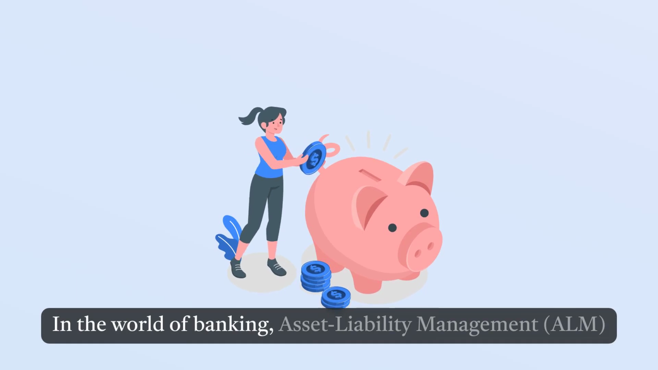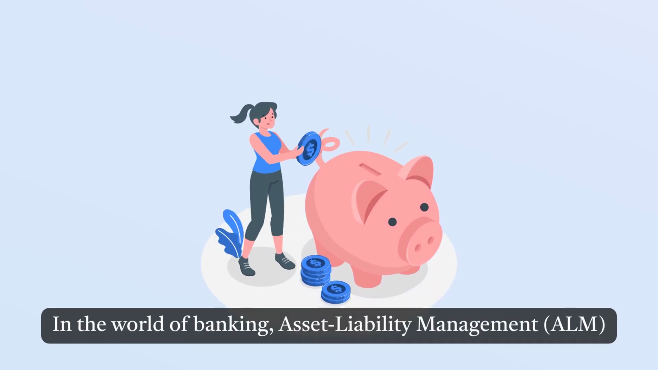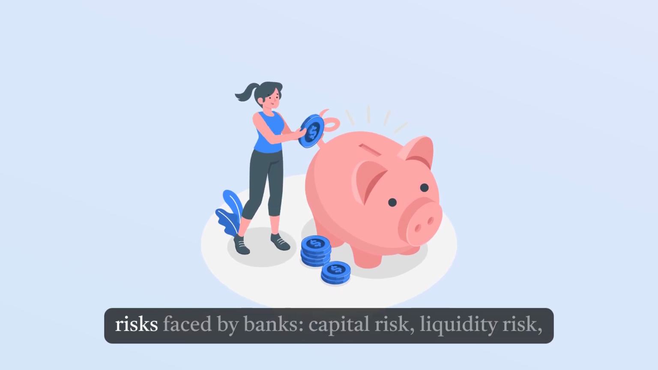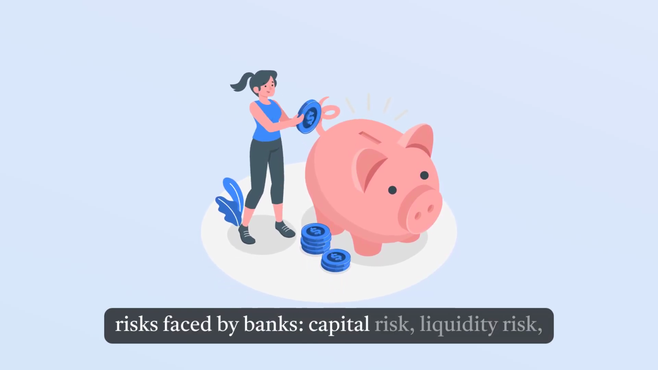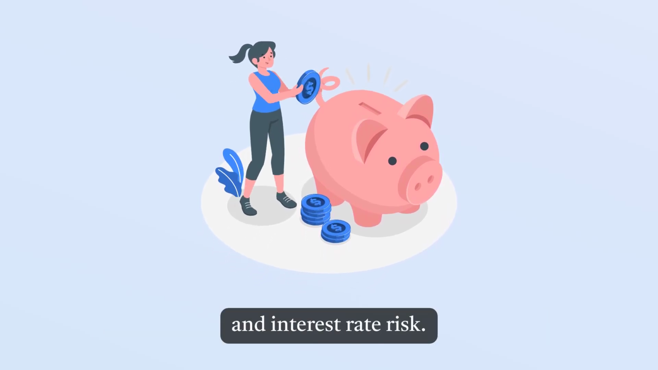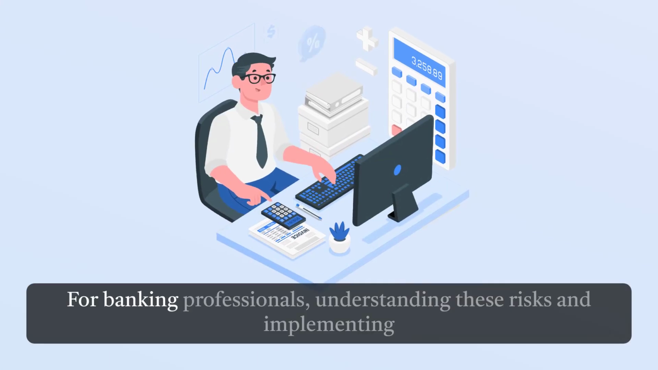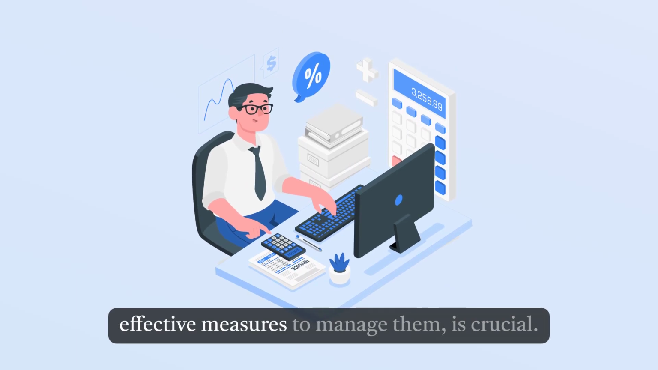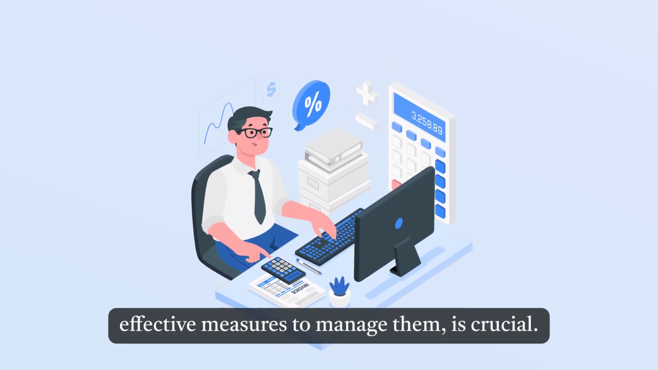In the world of banking, Asset-Liability Management, ALM, is a critical function that addresses three primary risks faced by banks: capital risk, liquidity risk, and interest rate risk. For banking professionals, understanding these risks and implementing effective measures to manage them is crucial.